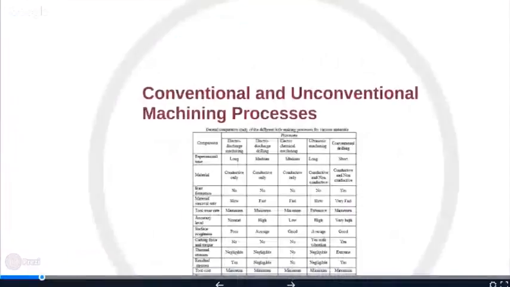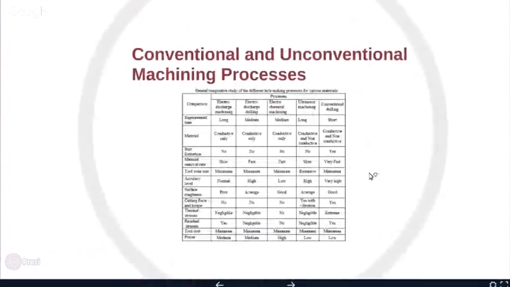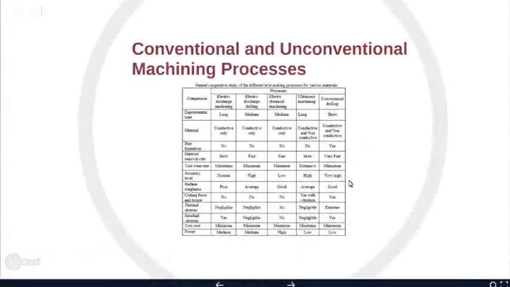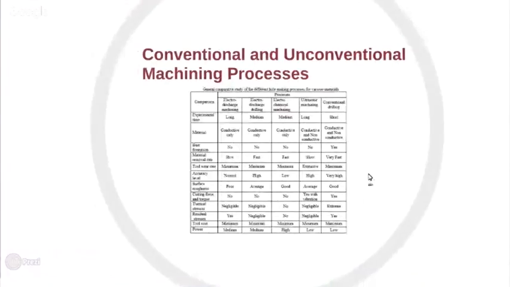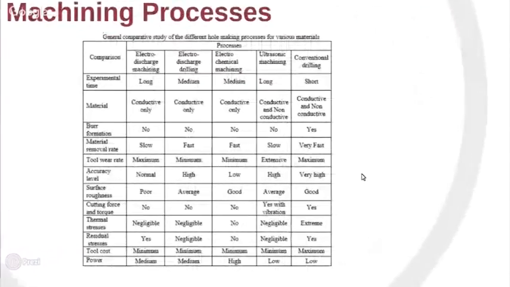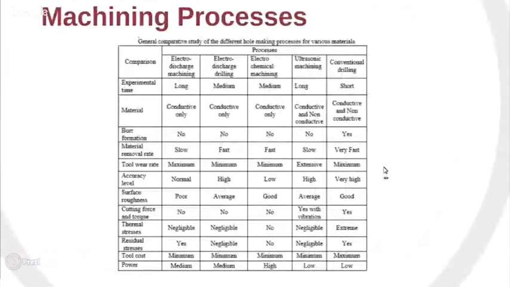So this is very important. I call this a very important slide. It's basically a comparison of various conventional and non-conventional machining processes with respect to the machining of metal matrix composites. So here I made this comparison. This is one of the slides from my book.